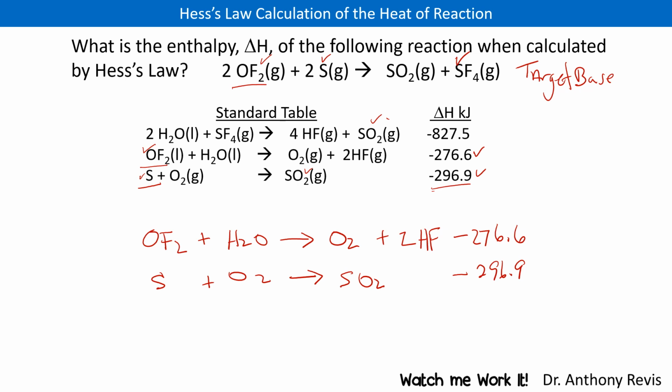SF4. So I have SF4. Here it is. In the case of SF4, in the base equation, it's on the product side, on the right side of the arrow, on the right side of the equation. In the case of the standard table, it shows up, where's SF4? There it is, on the reactant side. Therefore, I have to flip this equation.